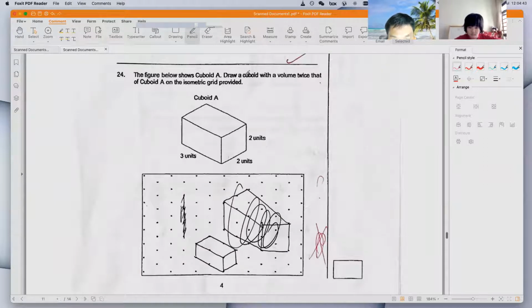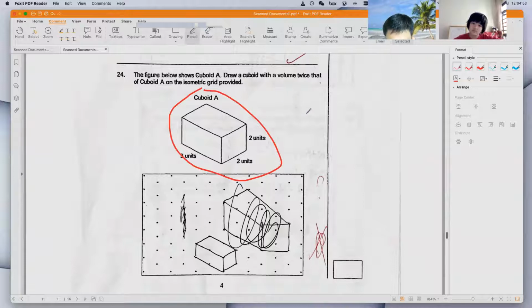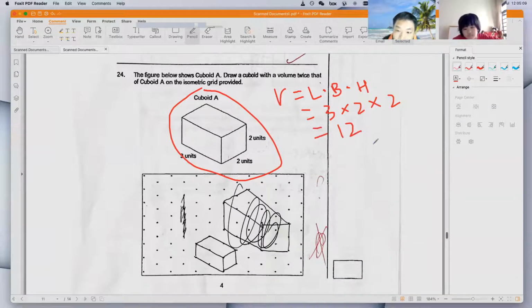What it says here is draw a cuboid with a volume twice. So this cuboid A, what's the volume for this? How do you find out the volume? The volume is equal to L times B times H, right? So it's 3 times 2 times 2, so you have 12. The unit is unit cube, because we are talking about volume here.